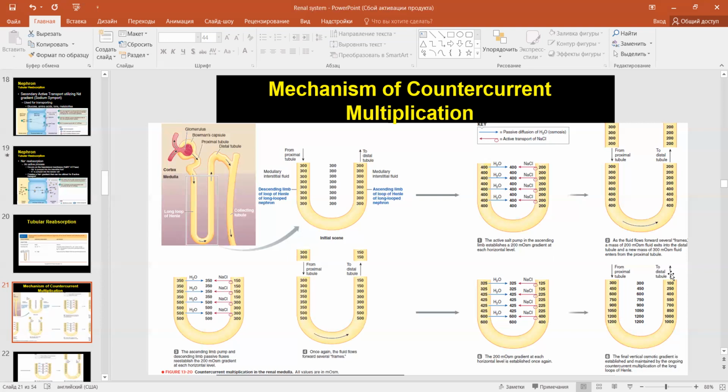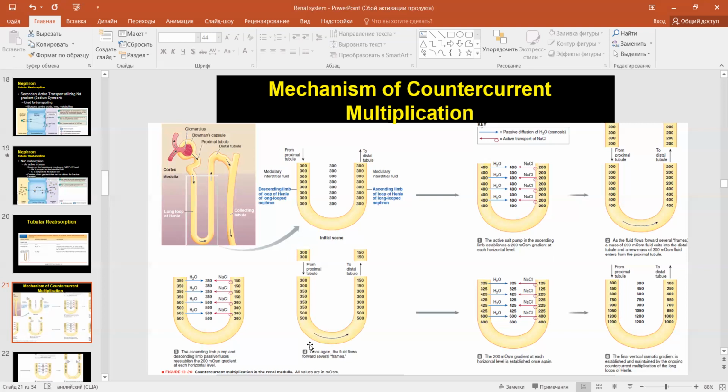The ascending limb pump again transports sodium chloride out, while water passively leaves the descending limb until a 200 milliosmol difference is re-established between the ascending limb and both the interstitial fluid and the descending limb at each horizontal level, as pictured at step 3. Note, however, that the concentration of tubular fluid is progressively increasing in the descending limb and progressively decreasing in the ascending limb. As the tubular fluid is advanced still further, step 4, the 200 milliosmol concentration gradient is disrupted again at all horizontal levels.